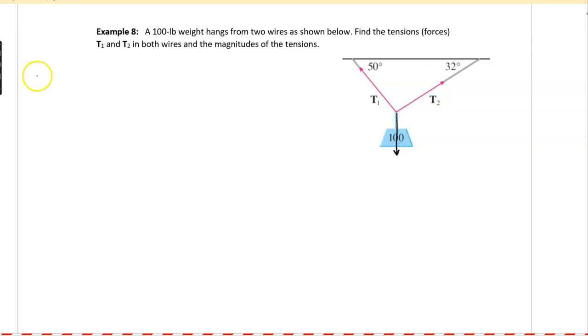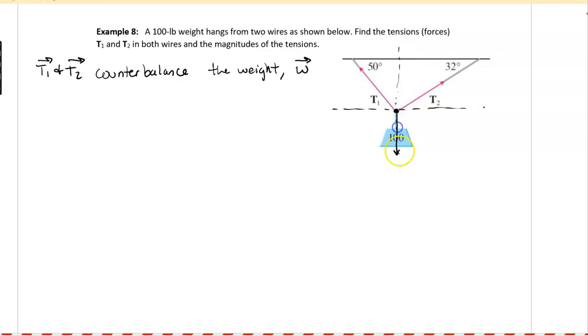Okay, so we know that T1 and T2 need to counterbalance the weight if it's hanging up there. We're going to use the weight as a vector, so let's call our vector W. What is our vector W? We're actually going to take this point where the weight is hanging and treat that like the origin.